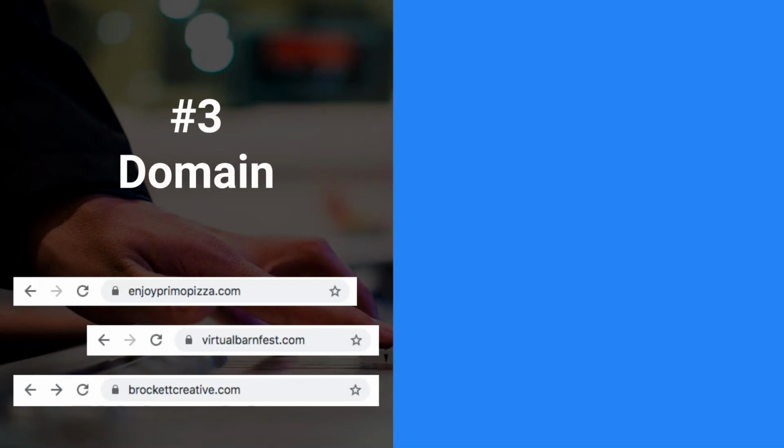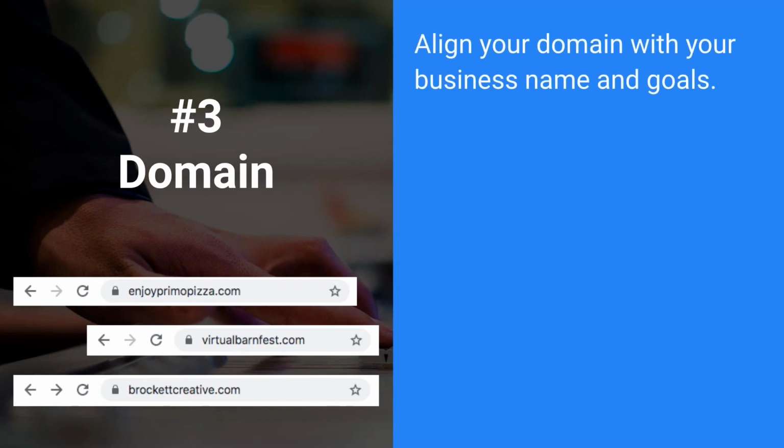Now we're going to move on to the domain name. Now that we kind of understand your goals and who you want to target, that does play a role in your domain name. So you want to align that domain with your business name and its goals, like I was just saying. Consider these when choosing a domain.